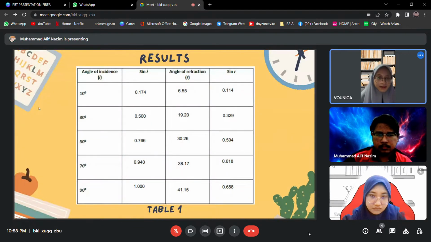Okay, so here are the results. For angle of incidence 10 degrees, sin I, we got 0.174. Angle of refraction will be 6.55. Sin R will be 0.114. For angle of incidence 30 degrees, sin I is 0.500. Angle of refraction will be 19.20 and sin R will be 0.329, and so on for 50 degrees, 70 degrees, and 90 degrees.